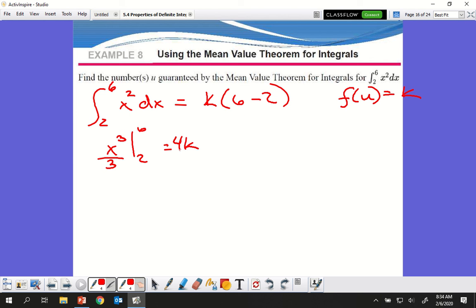All right, so let's go ahead. 6 to the third power, is that 216? 216 divided by 3? I thought it was 108. Wait, hold up, divided by 3. Yeah, 72. All right, so 72 minus 2 to the third over 3, which is 8 over 3. Yes, 8 over 3 is equal to 4k, right? If I want to do that, let's put it back over 3. So 216 minus 8 over 3 equals 4k.